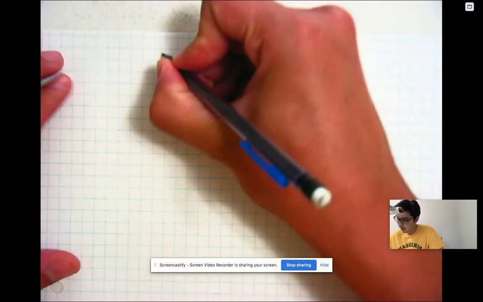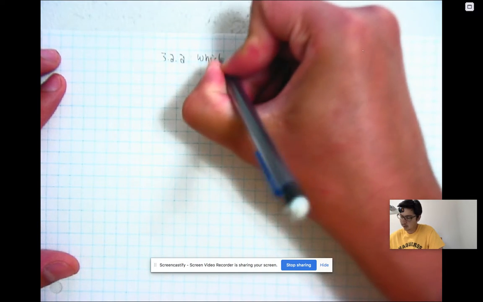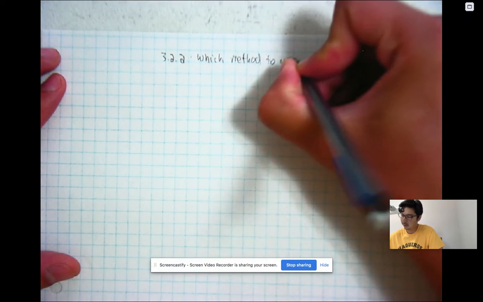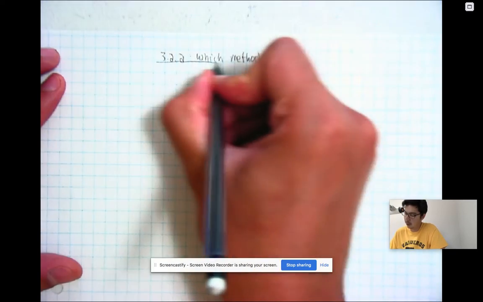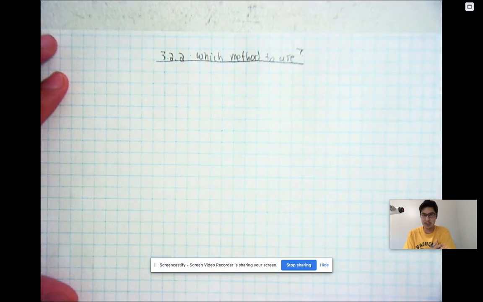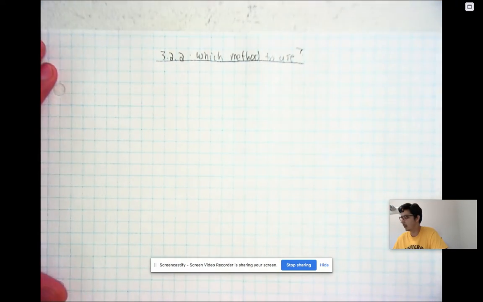I'm Mr. Heim, and today we're looking at 3.2.2, which is a little bit of what you saw last lesson, but this is good, used for a good emphasis on which method to use. Now, in this video, I am also going to go over a mistake I made in the last video, and that's probably the most important thing here in this video.